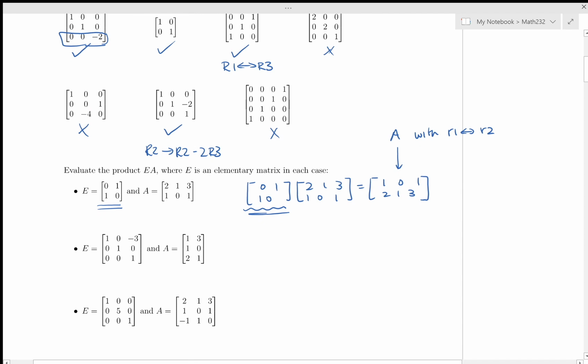What did I have to do to the identity matrix in order to get this E here? Well, I would have had to take R1 and replace it with R1 minus 3R3. If I took the identity matrix and performed that, I would get that matrix there, E. I am now going to multiply E by A.